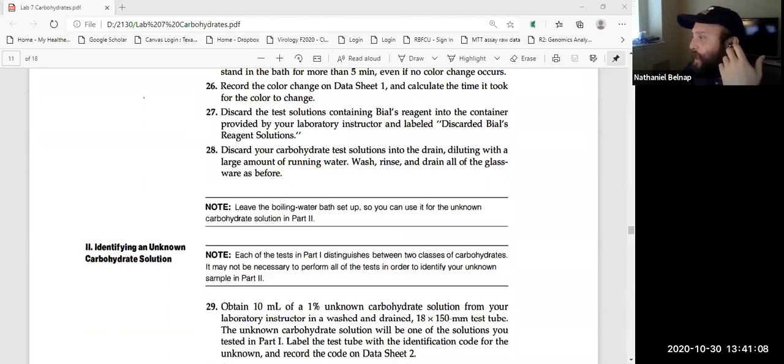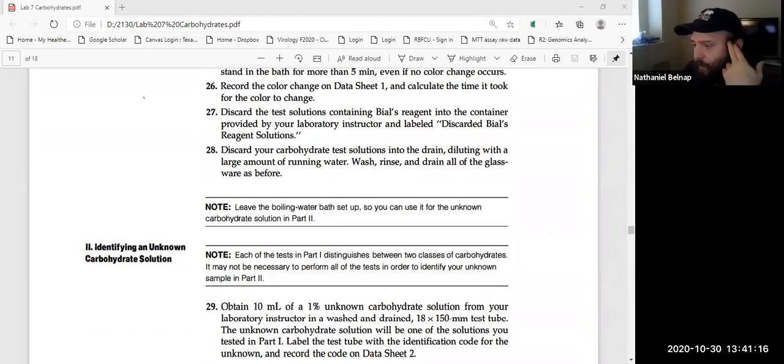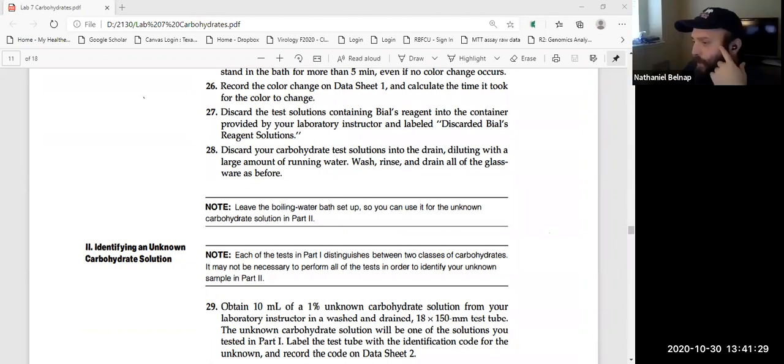Wait, didn't somebody say that the video was already posted? Yeah, it's on there at the very bottom. The Barfoed's positive and negative for carbohydrates is weird too, because it's going to be positive either way. But you said it's on the very bottom.